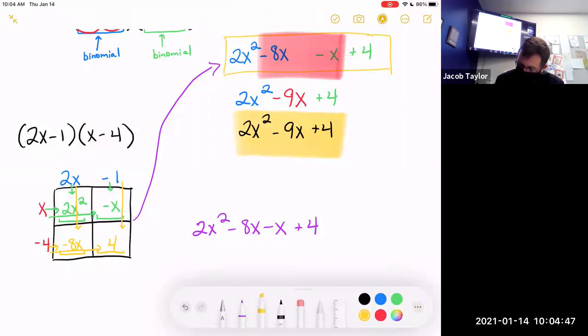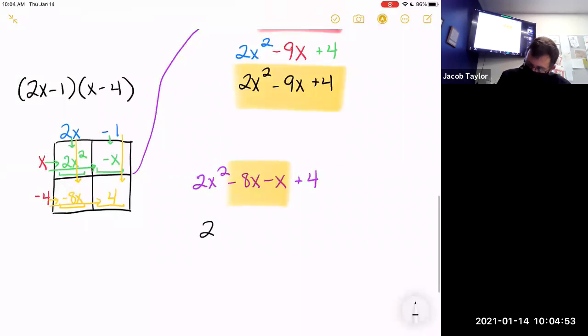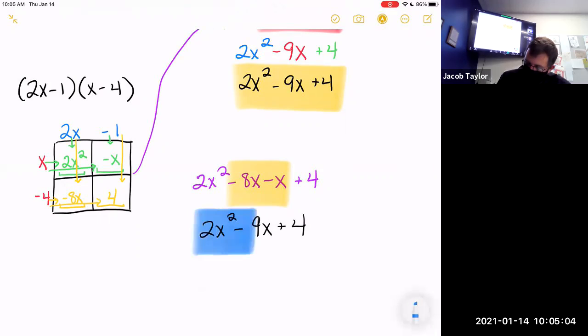And just like before, those two terms in the middle can be combined. Negative 8x minus x is negative 9x, still not negative 7x. And there is our solution.